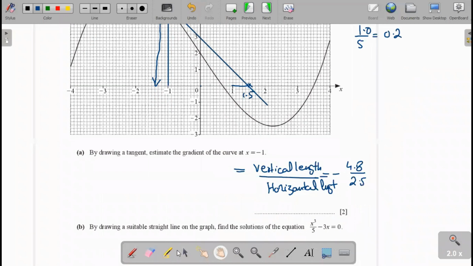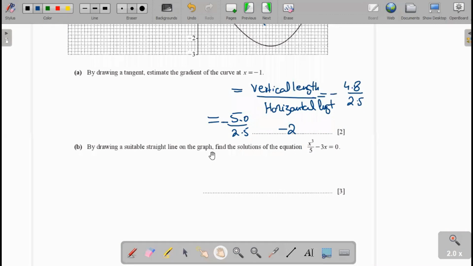Now we calculate it. The approximate value here, 4.8, is approximately 5 because we cannot use the calculator in this paper one. So we can write 5 over 2.5, and that is approximately equal to minus 2. This is our answer.